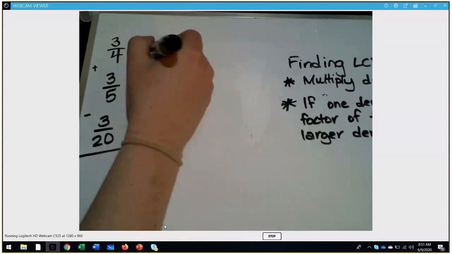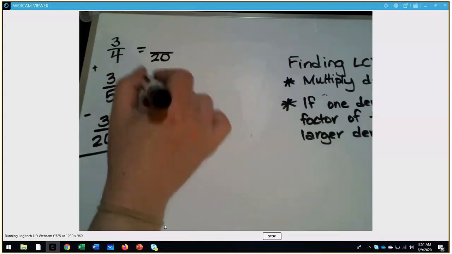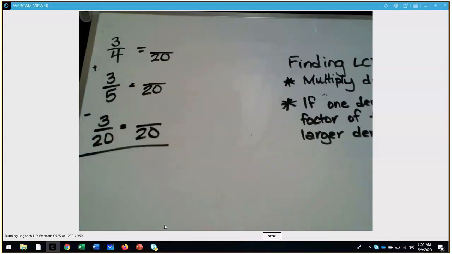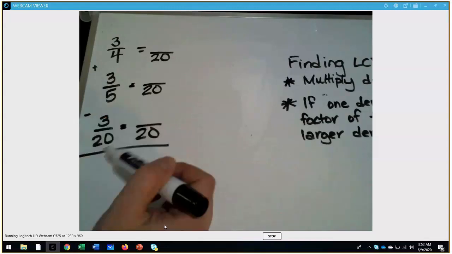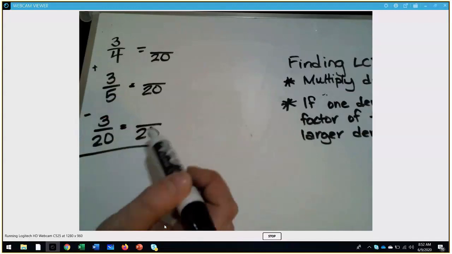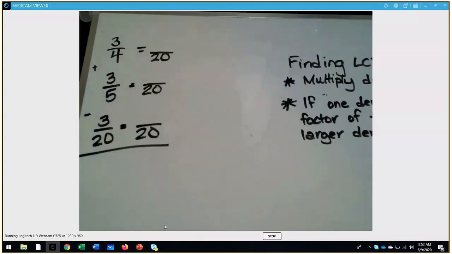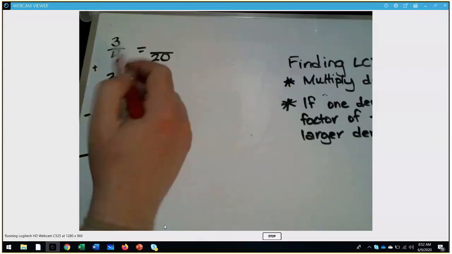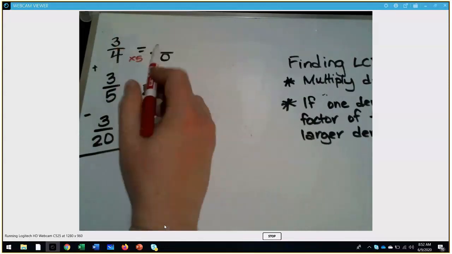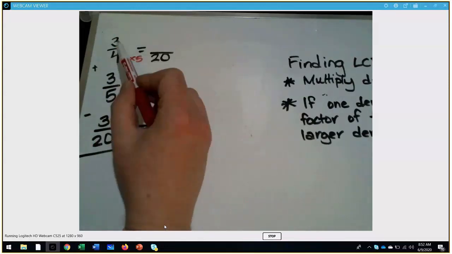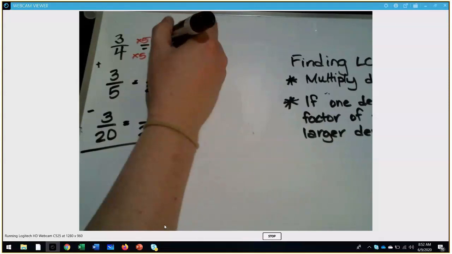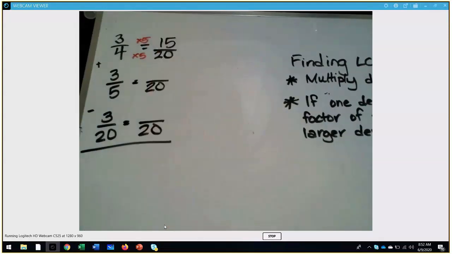That means I can use 20 as the denominator for all of them. Okay, again, I can divide 5 into 20 evenly, and I can divide 4 into 20 evenly. So 20 will work for all of this. And now I just have to figure out what my numerators will be. So I multiplied the 4 times 5 to make the 20 in the first one. So I'm going to do 3 times 5. And make that fraction equivalent.